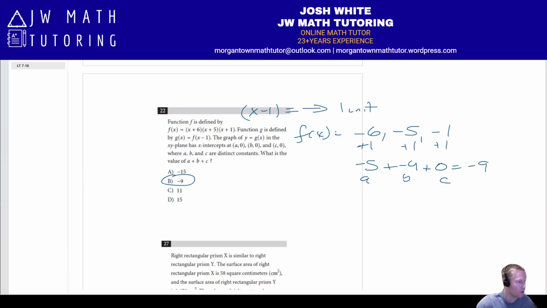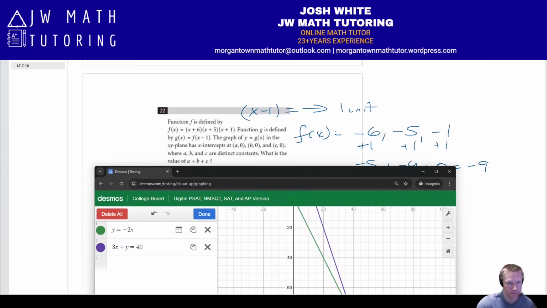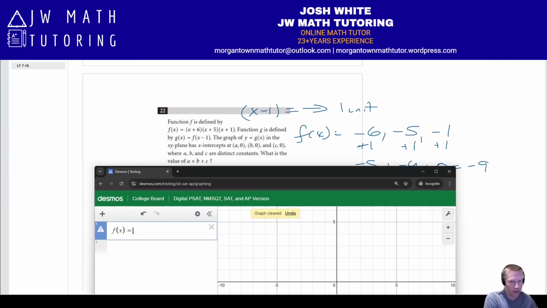Now, you could also, of course, do this problem very easily in Desmos. So let's graph our original function.